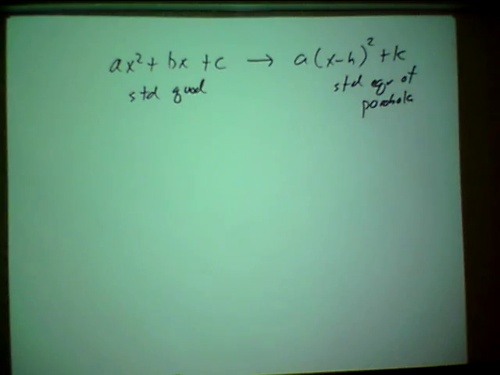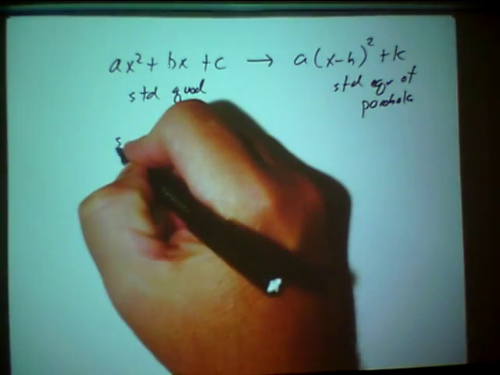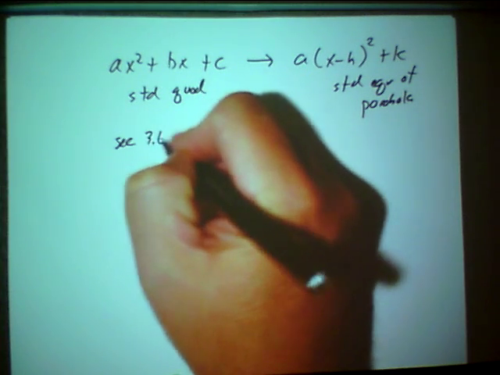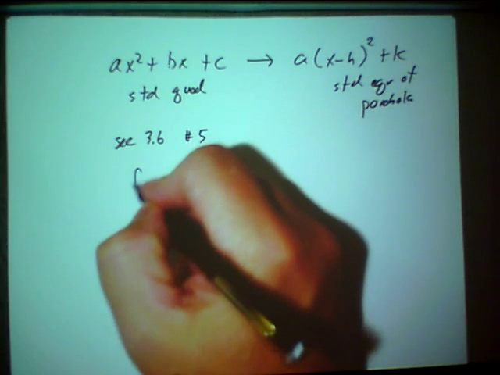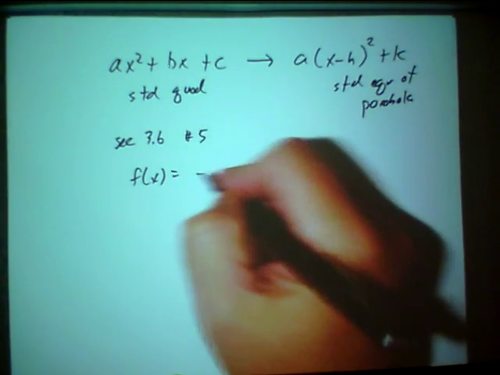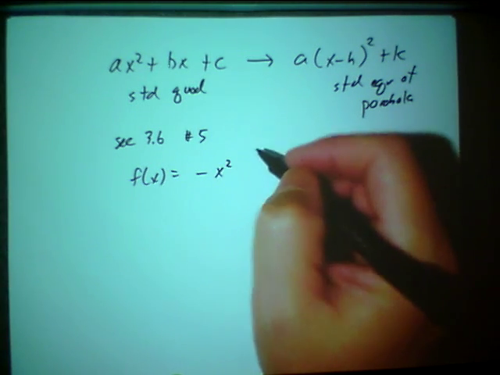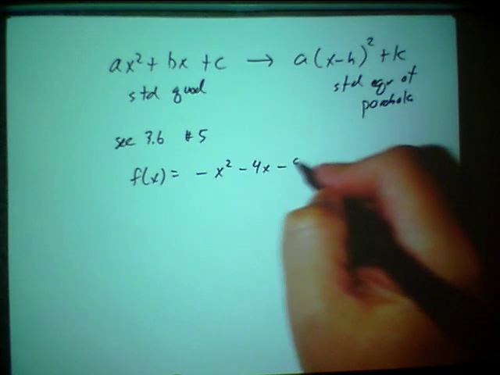So out of the book, I'm going to do number 5. This is section 3.6, number 5. So here's the equation they've given me. It's in function form. F of x equals negative x squared minus 4x minus 8.